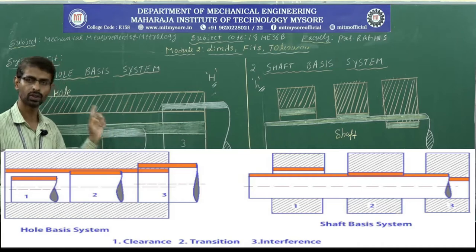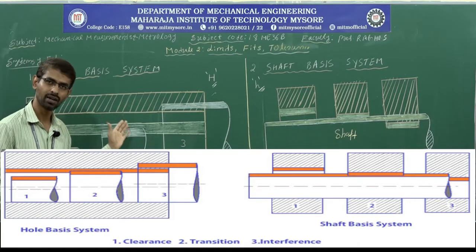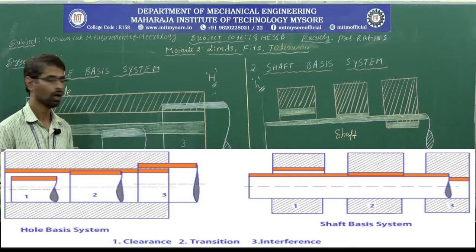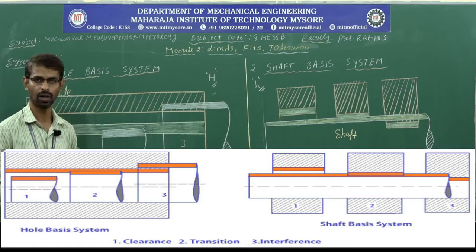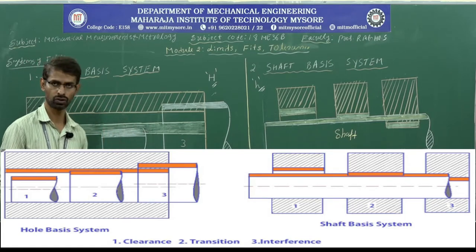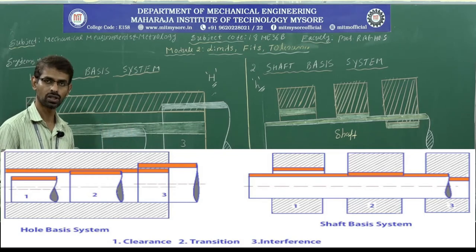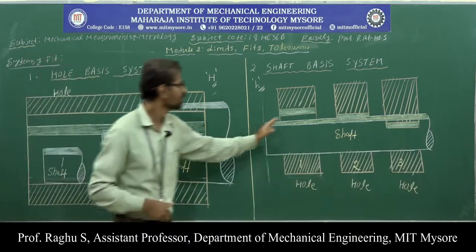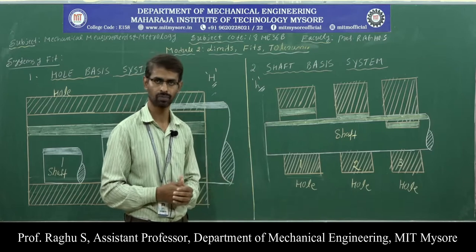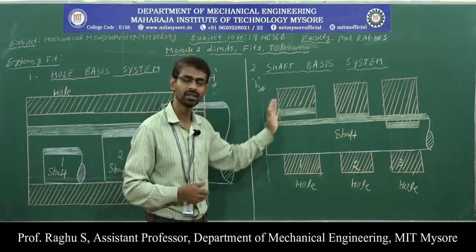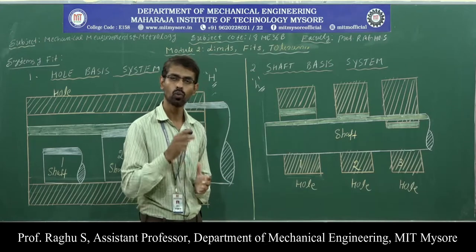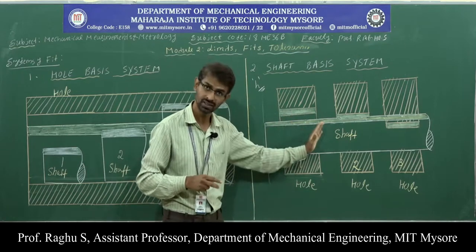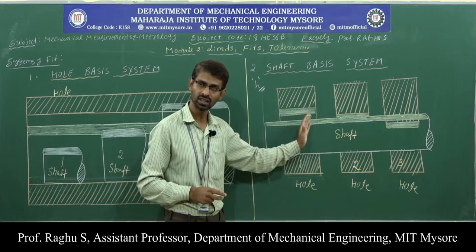Now, this hole basis system is commonly used in mass production as it is convenient and less costly to make correct size holes because standard drills and reamers are available. But the shaft basis system is not suitable for mass production, as it is inconvenient and costlier to make holes of different sizes. Here we are supposed to produce holes of different sizes, so that is time consuming, inconvenient and costlier.